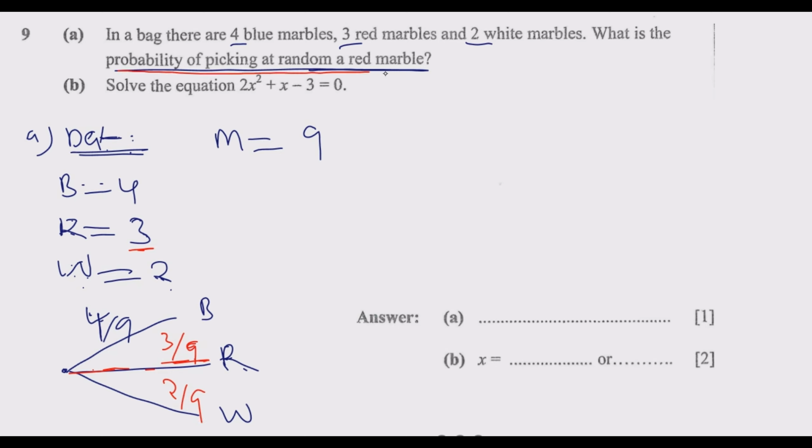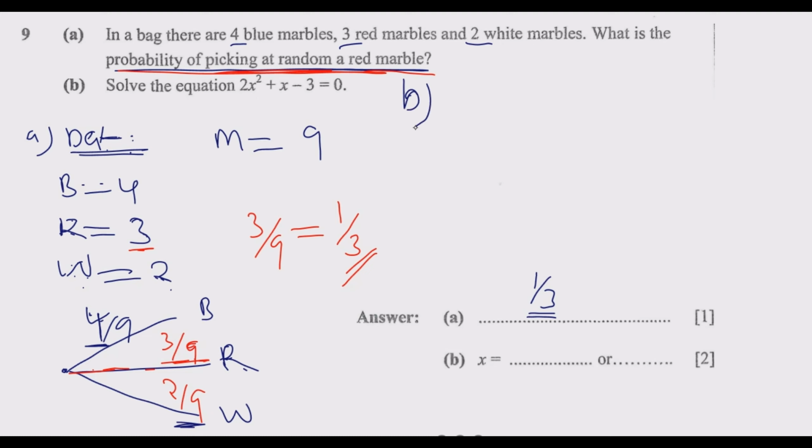Now in this case, the question is just asking us to find the probability that we pick a red marble. So for the red marble, it will be 3 over 9, which simplifies: 3 into 3 is 1, 3 into 9 is 3. So our answer is 1 over 3. If the question was the probability that we pick at random a blue marble, we would go with 4 over 9. If it was a white, we would go with 2 over 9. What is important is to ensure that at any branch, all the probabilities add up to 1. So that's how you answer question A.